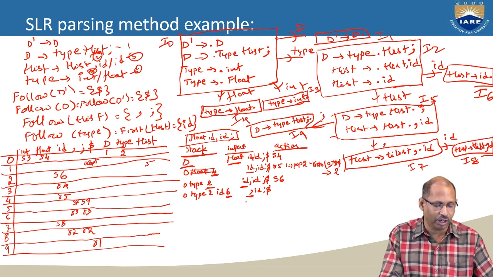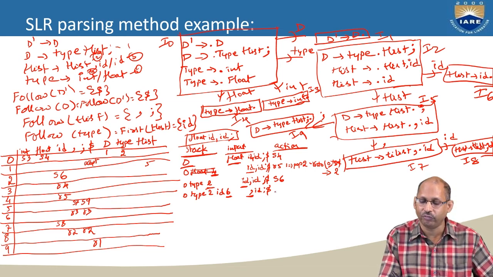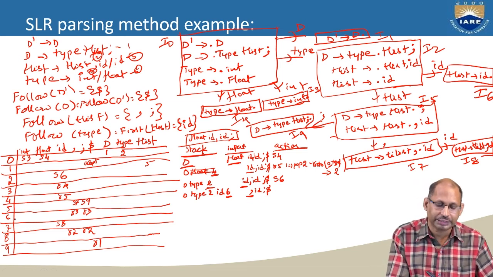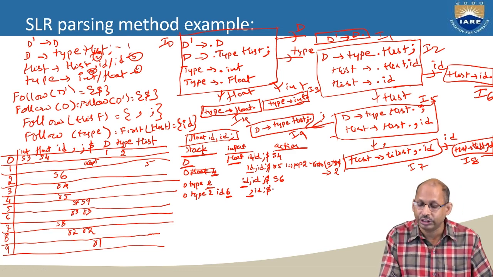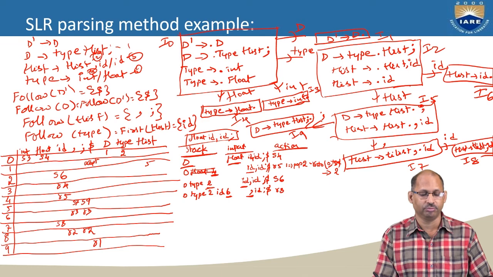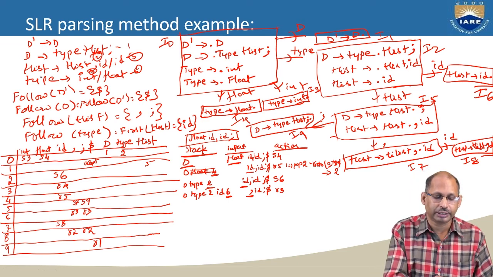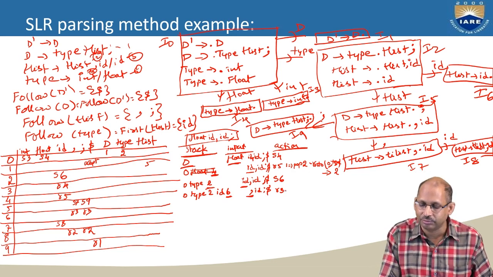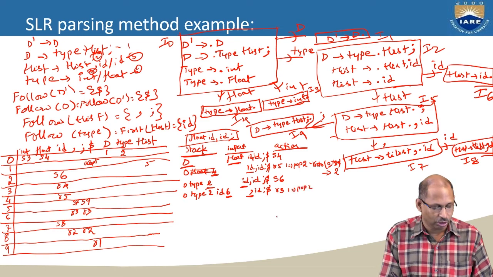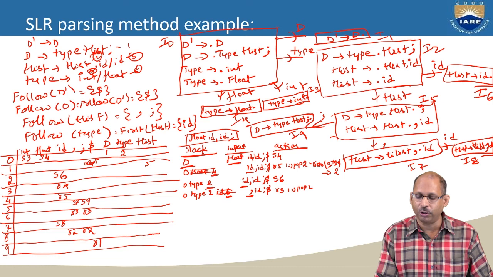6 and comma, what do we have? R3. Reduce by production number 3. What is production number 3? T list gives id. How many symbols? 1. So pop 2 symbols. id and 6 are popped.